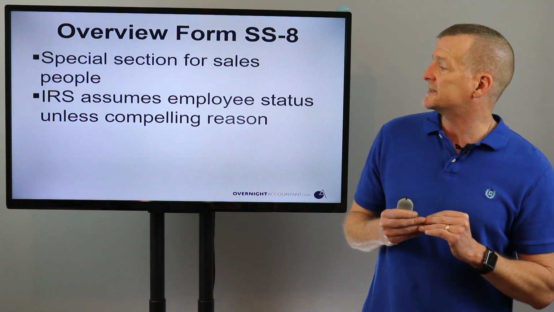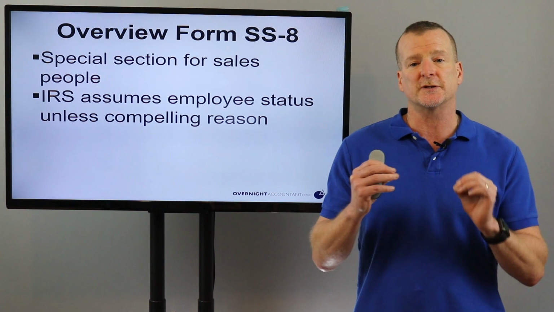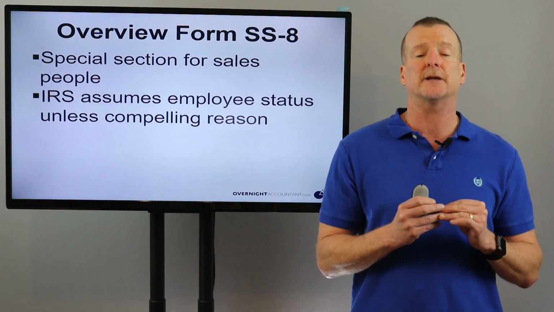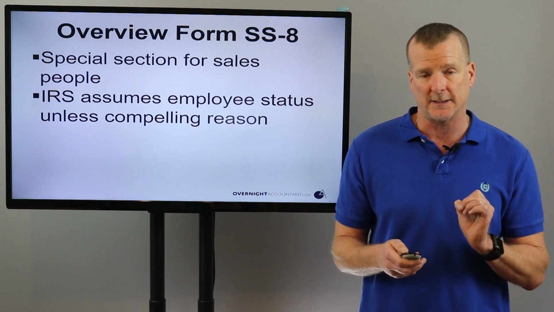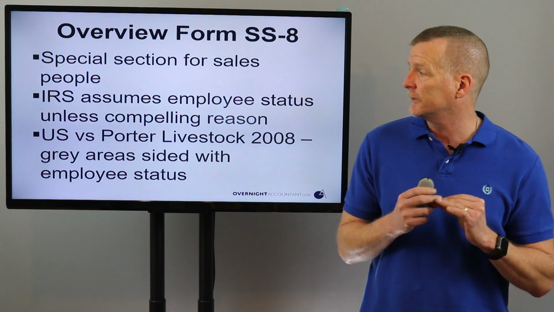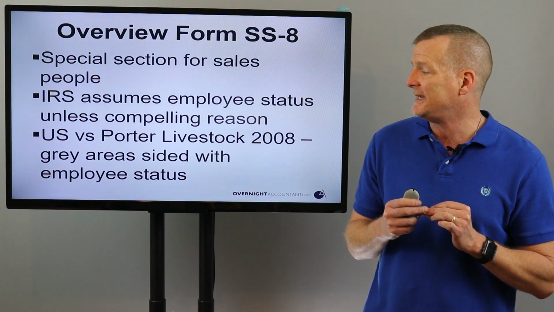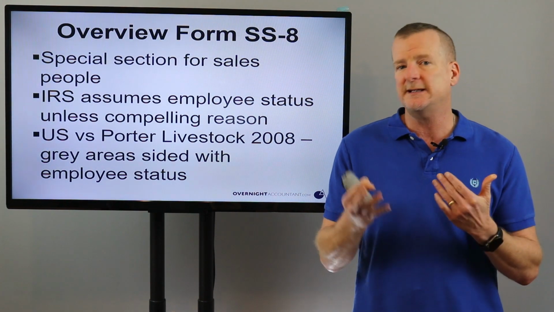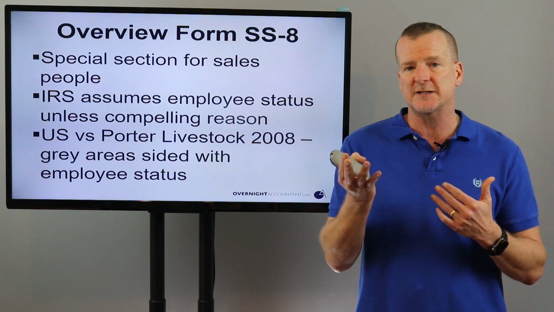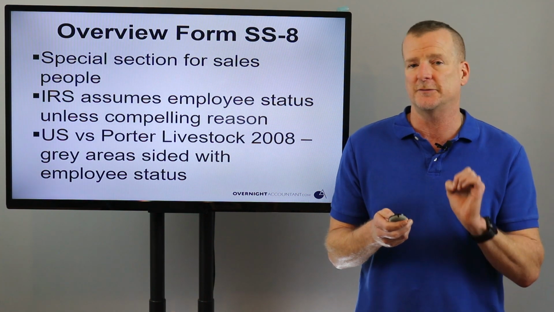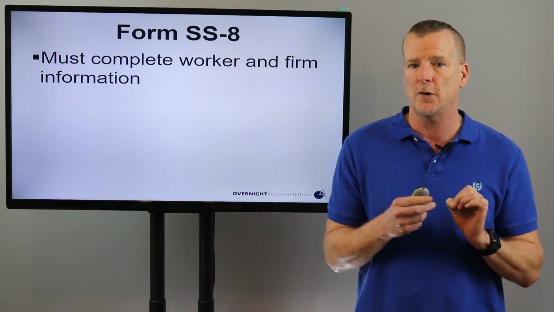The IRS assumes employee status. This is important, because the IRS is going to assume an employee status, they're already going to classify them as an employee unless they can find a compelling reason to find them an independent contractor, to not be an employee. And this really comes from a case, U.S. versus Porter Livestock in 2008. What it found was basically, this is a precedent that gray areas are generally going to be decided for employee status. So you've got to be very good with the arguments, make sure you've got all your ducks in a row.